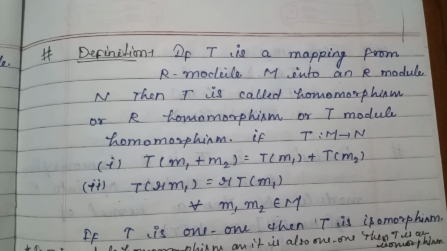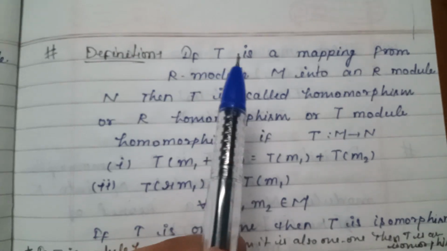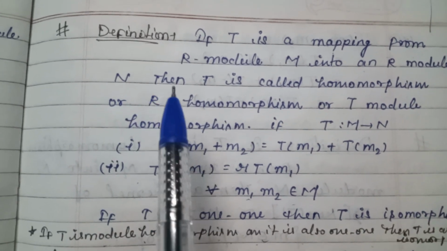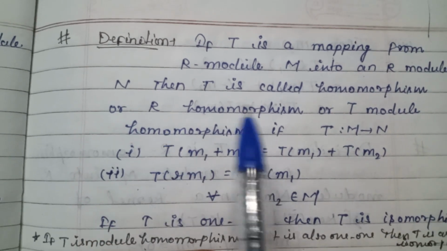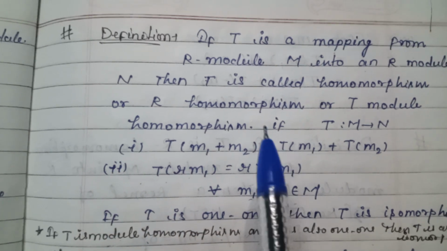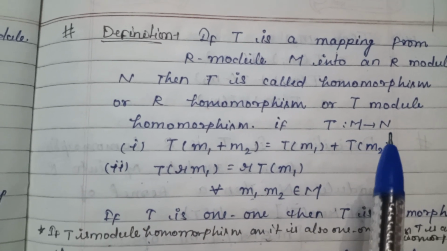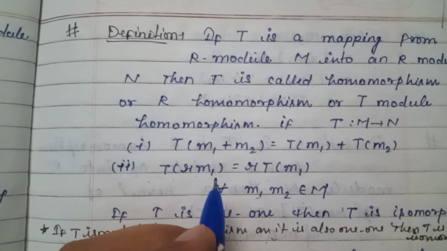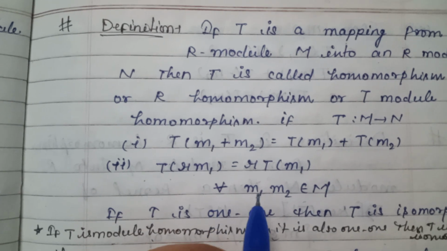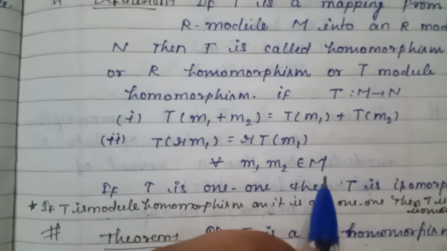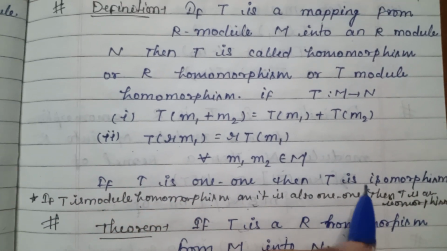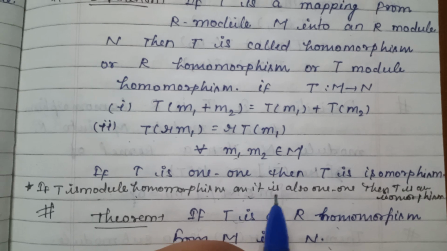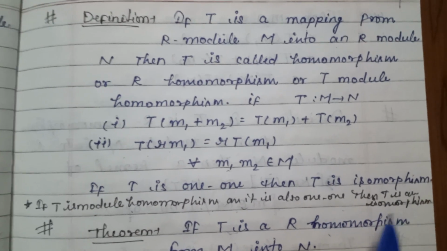Now there is another definition. The definition is: if T is a mapping from an R module M into an R module N, then T is called a homomorphism or R homomorphism or module homomorphism if T maps M onto N, first T(m1 plus m2) is equal to T(m1) plus T(m2), and the second is T(r m1) is equal to r T(m1) for all m1, m2 belonging to M. If T is one-one, then T is an isomorphism. If T is a module homomorphism onto, and it is also one-one, then T is an isomorphism.